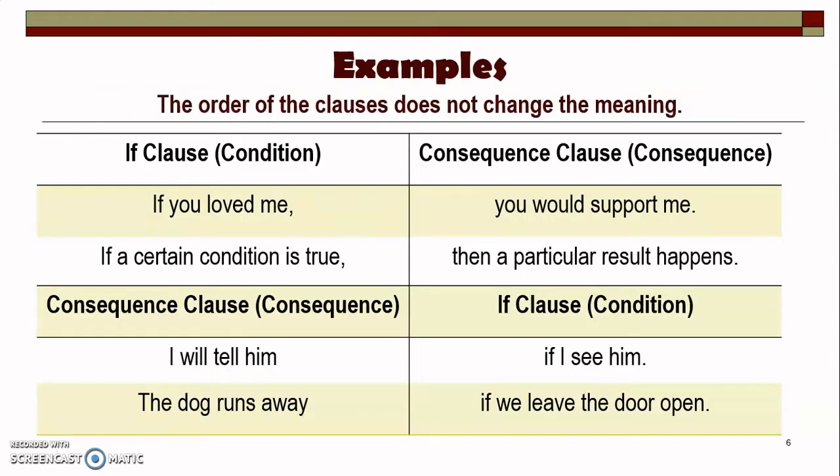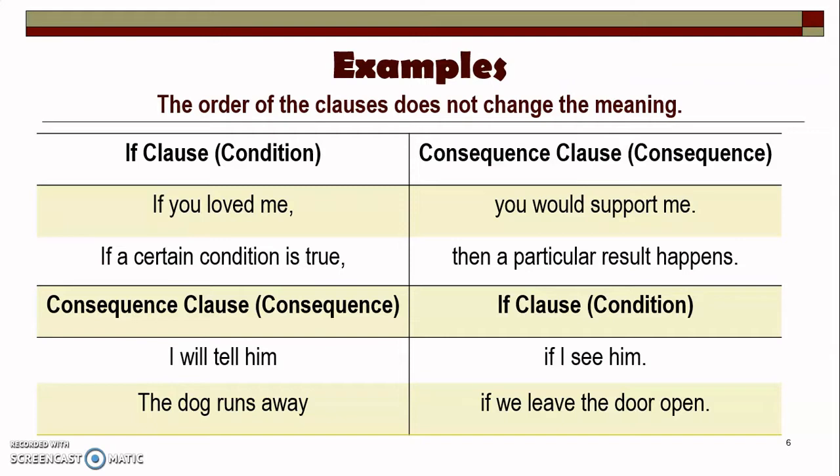Let me give some examples. In the first part of the two sentences, the if clause or the condition comes first, and then the consequence comes at the end. In the second section of the two sentences, the consequence clause comes first and the if clause comes at the end. Here the order of the clauses does not change the meaning. Just let me give you the examples.